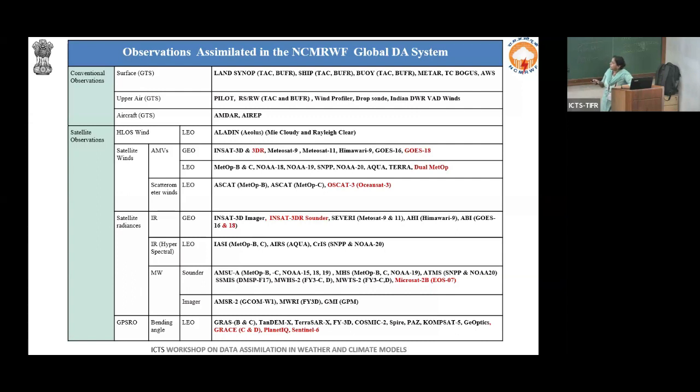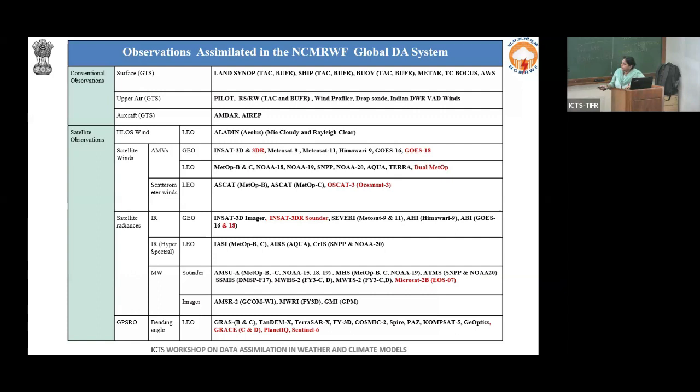And INSAT-3D sounder, this is the radiance part, and GOES 18 ABI radiances. And coming to the microwave part, Microsat-2B, that is EOS-7, the Earth Observing Satellite. So now ISRO is naming the satellites as Earth Observing Satellites. EOS-7 is the latest experimental satellite launched by ISRO, and we have the data access from ISRO, and we are assimilating this data also.